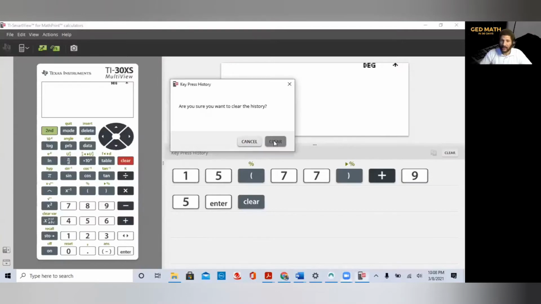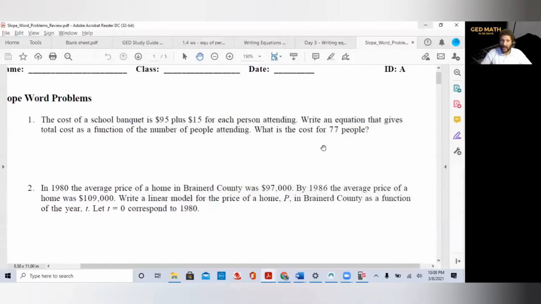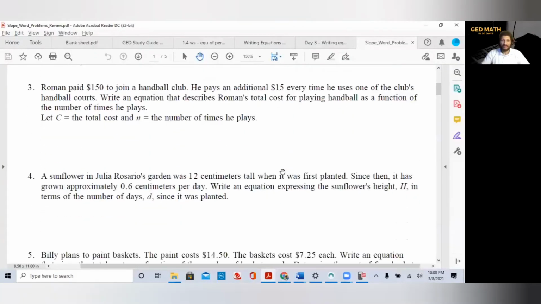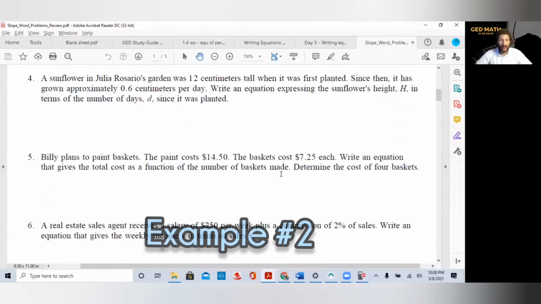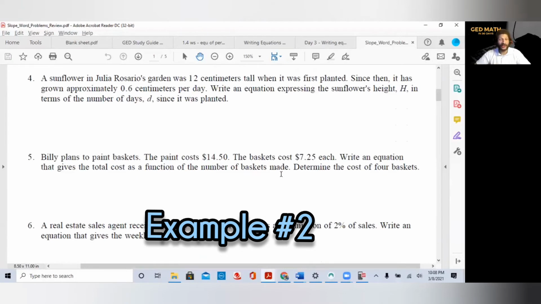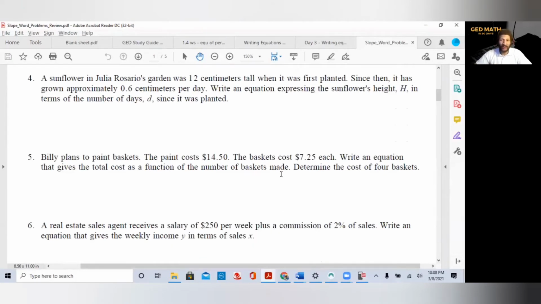Let me minimize my calculator. Let's try number four. A sunflower in Julio Rosario's garden was 12 centimeters tall when it was first planted. Since then, it has grown approximately 0.6 centimeters per day. Write an equation expressing the sunflower's height, H, in terms of the number of days, D.